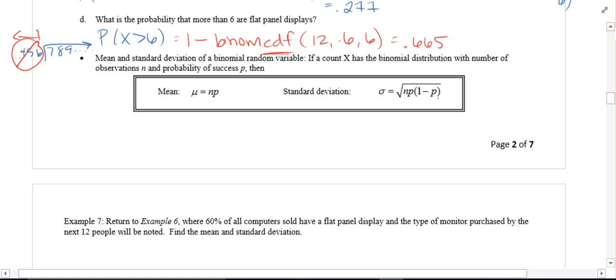So you need to know these for the Chapter 8 test, but these formulas are on the formula sheet for the AP exam. So for your semester final, you'll have those formulas to use. Okay.